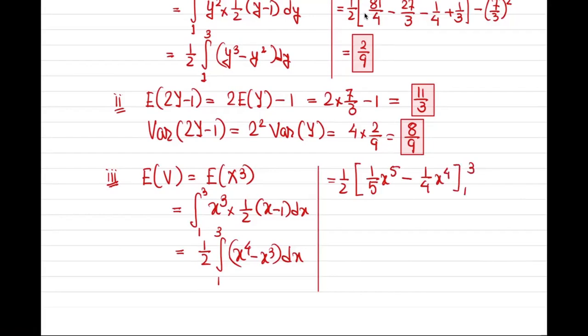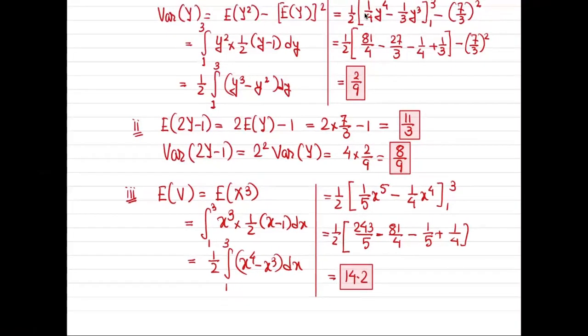With limits 1 to 3, so half, now you put the values: 243 by 5 minus 81 by 4, minus 1 by 5 plus 1 by 4. Now use your calculator to get the value. I think you will get 14.2 here. It should be 14.2.